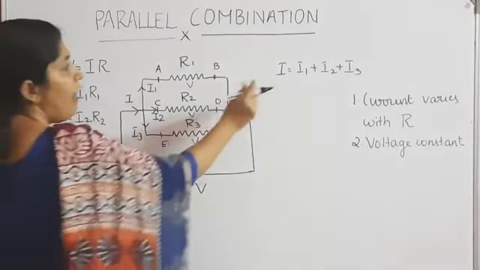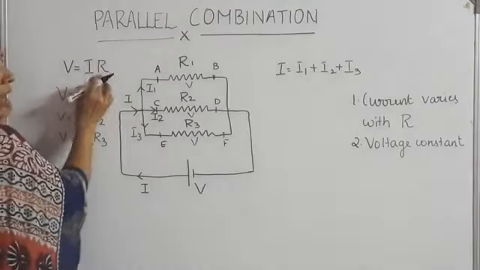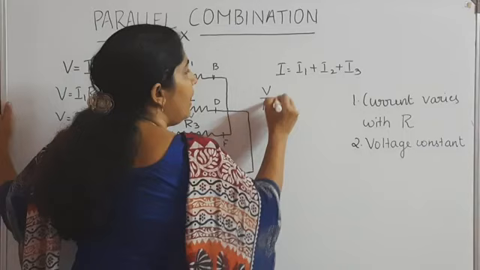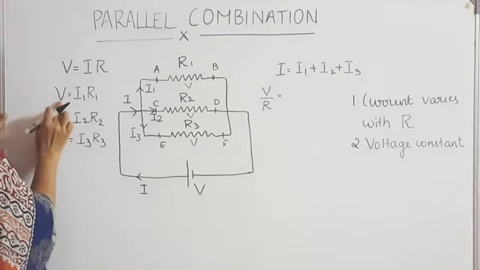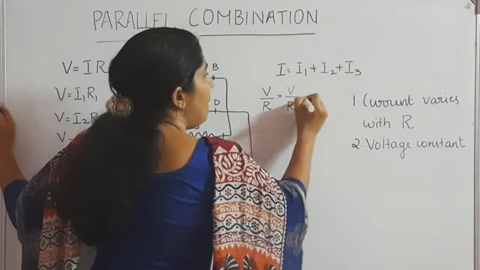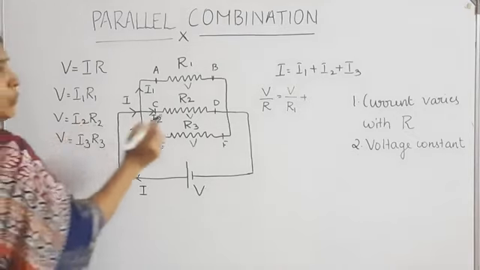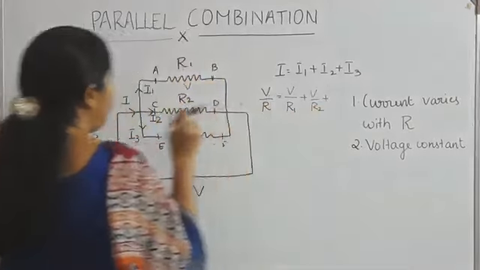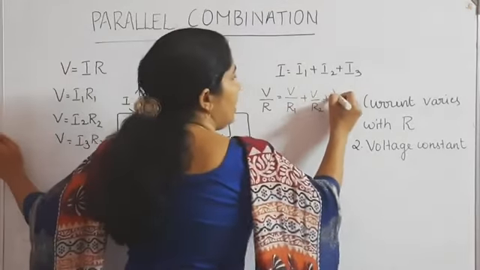Then we can write, what about I? I is equal to V divided by R. Then I1 is equal to V divided by R1, plus I2 is equal to V divided by R2, plus I3 is equal to V divided by R3.